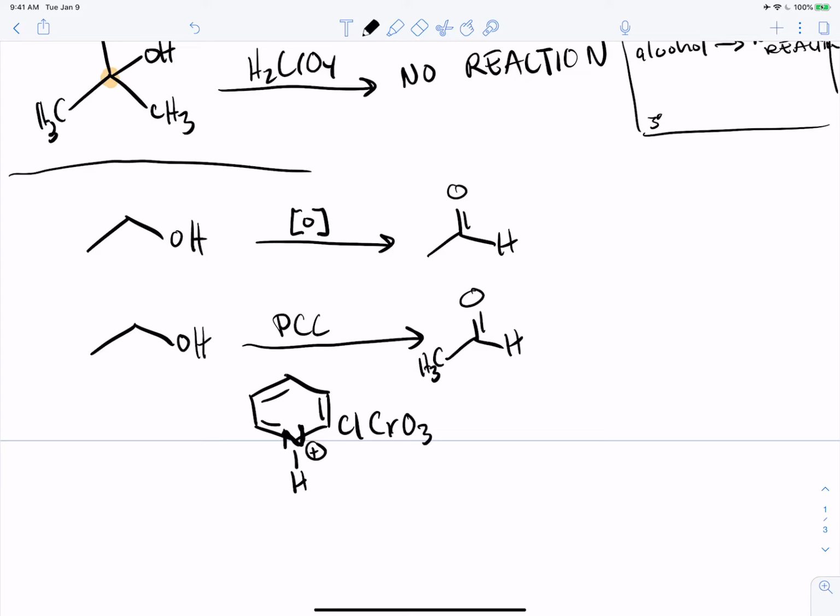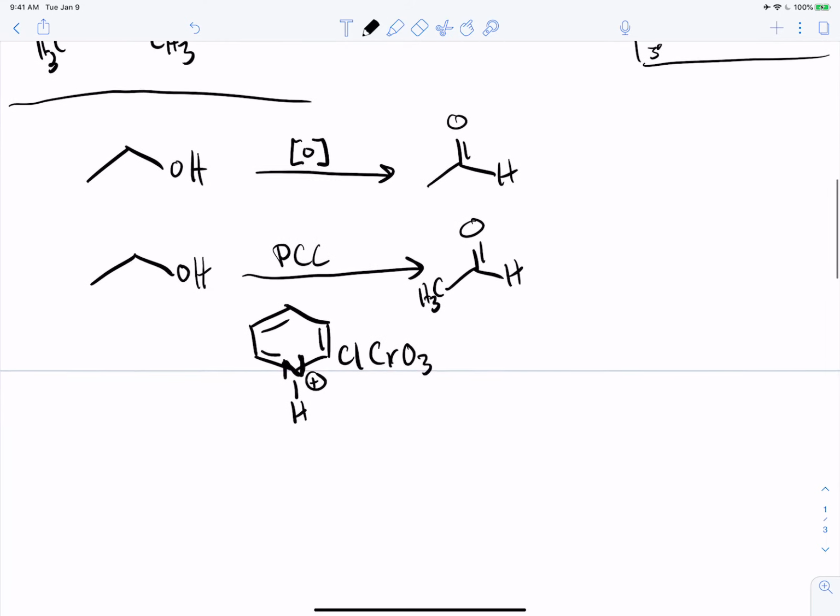And if you look at the mechanism in the book, it sort of explains why that allows you to stop there. It has to do with it trapping the mechanism at the aldehyde, because it gets rid of water as an intermediate, which is something that forms in the reaction that can continue to oxidize it. But we're not going to get into that.